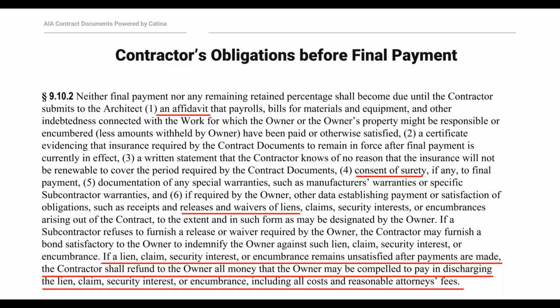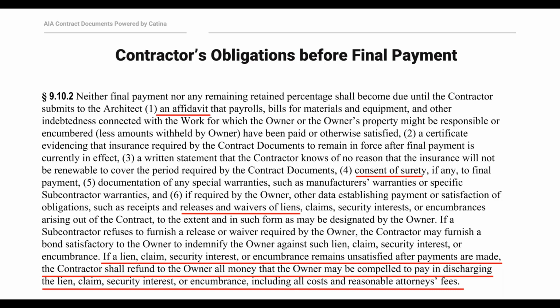And the last thing, which maybe we should put at number 1, it's a really important one, is that a contractor must submit data establishing payment or satisfaction of obligation, such as releases and waivers of liens. And so section 9.10.2, the wording of it, you can see it makes this last item at the owner's discretion, but I would highly recommend requiring this if you're an owner to get those final lien releases from all parties who did work on the project.